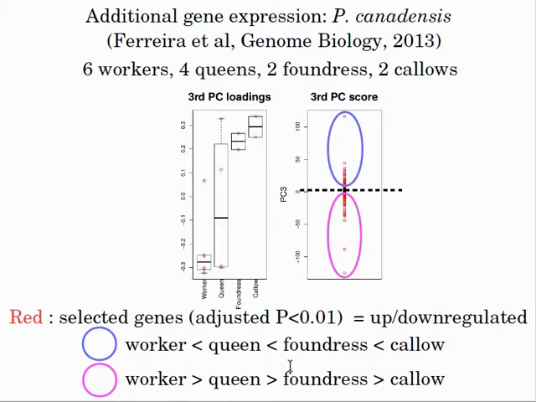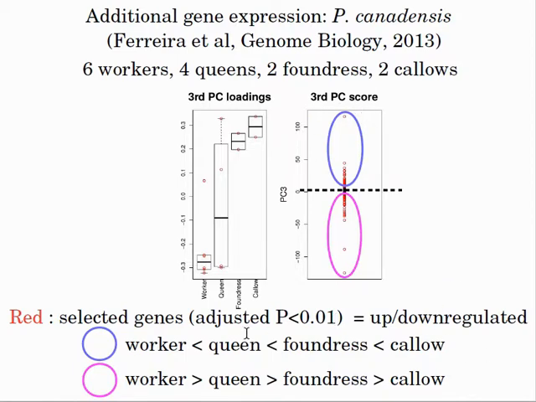And finally, in order to check whether our method can work for other datasets, we have downloaded another dataset taken from these references, for bees. It includes not only workers and queens but two other cases. And we can find the third PC loadings are distinct between the four classes, and genes are selected using the third PC scores.